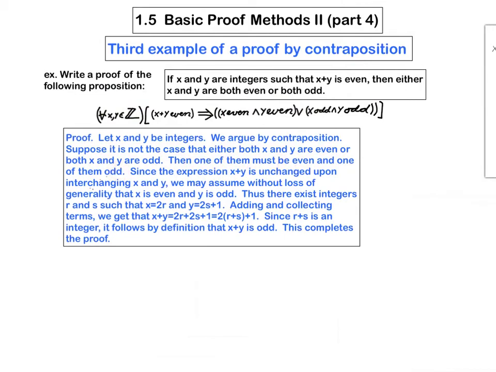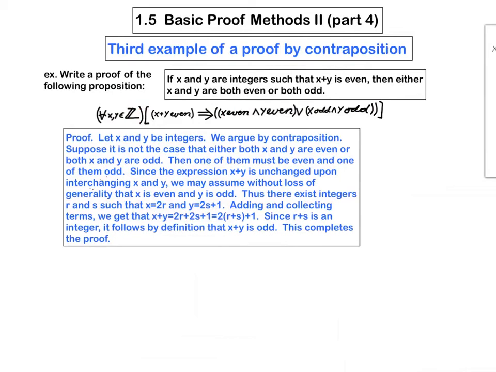Now I have to argue that it doesn't really matter which of the two is even and which is odd. So I say, since the expression x plus y is unchanged upon interchanging x and y, we may assume without loss of generality that x is even and y is odd. Now I say what the definition of that would mean. Thus there exist integers r and s such that x is 2r and y is 2s plus 1.